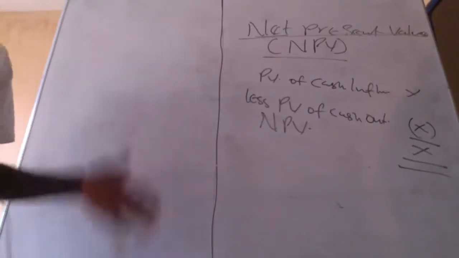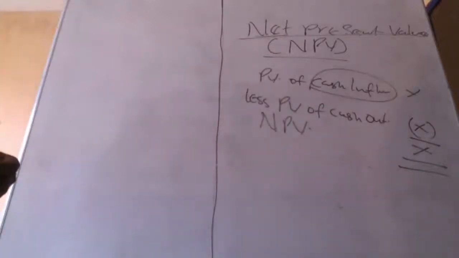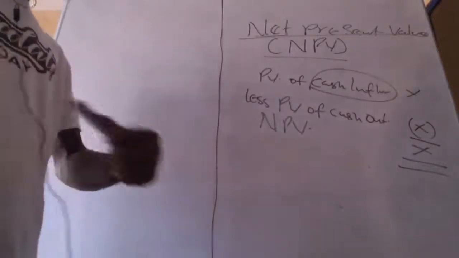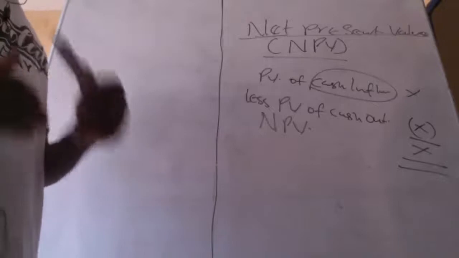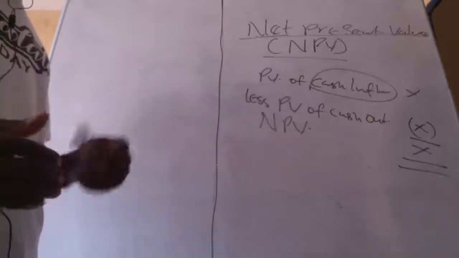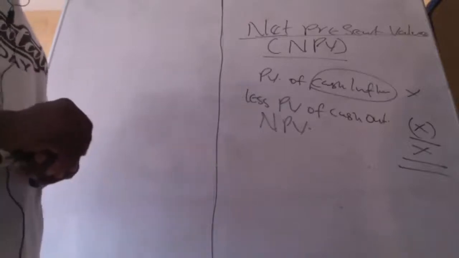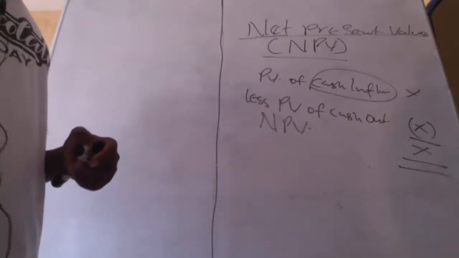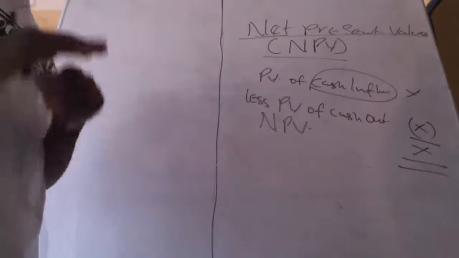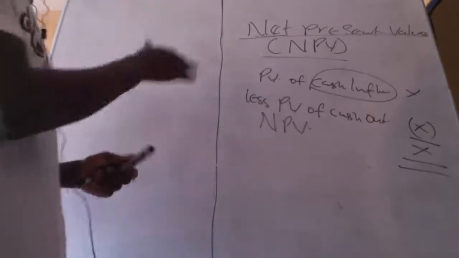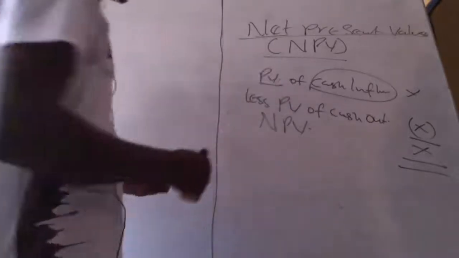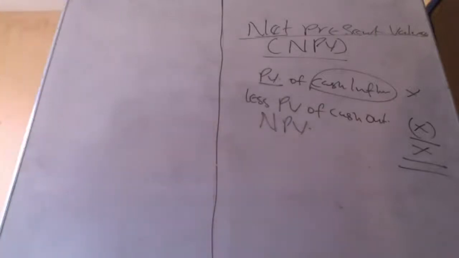Now this method makes use of what? Cash flow. It is a popular method in the discounted cash flow techniques. Some of the appraisal techniques use a discounting approach. Others do not use discounting, such as normal payback and account rate of return, which do not discount the cash flow. But NPV discounts what? The cash flow. Good. So that is it.